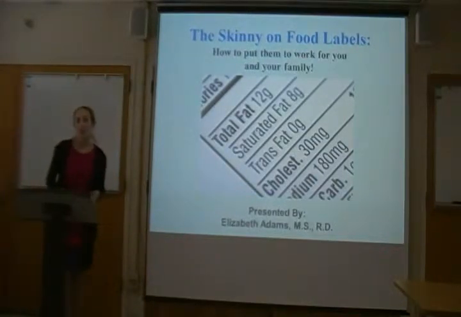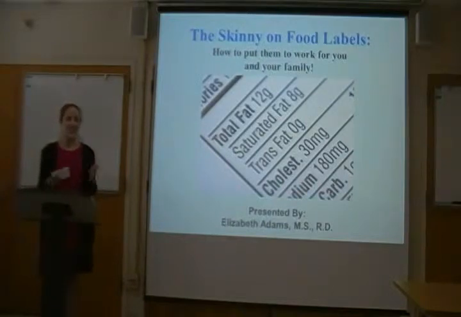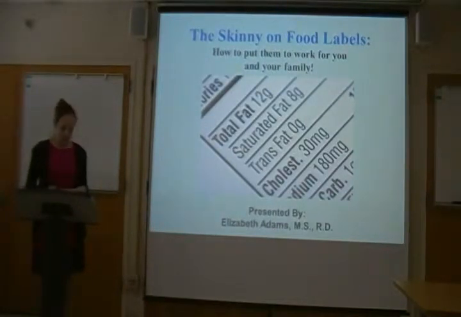So, to start, by a show of hands, how many of you are familiar with reading and analyzing nutrition labels? If there are a number of you, it looks like there's some of you that maybe want some extra hints on this. So, why don't we go ahead and get started?